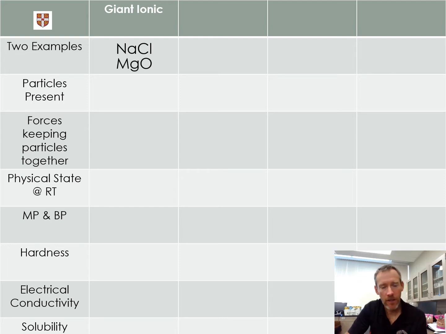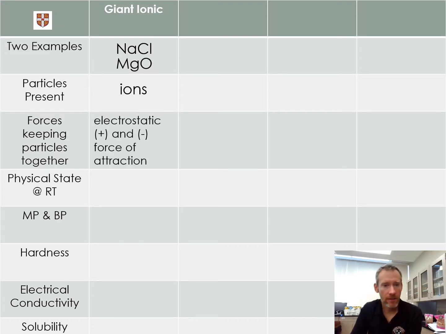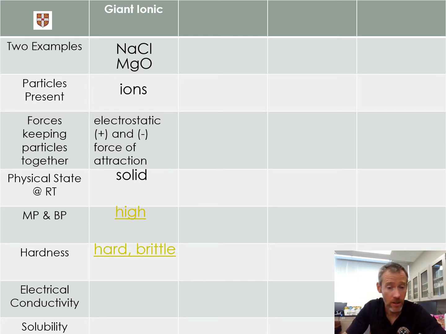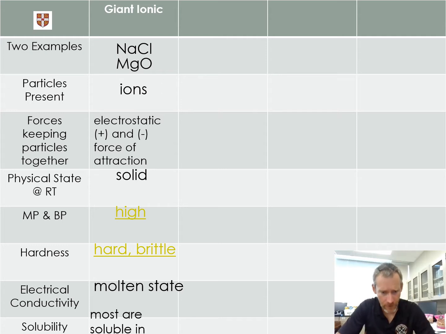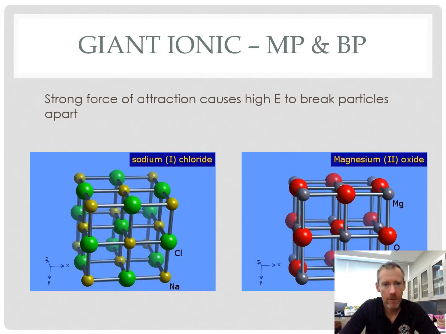So examples: sodium chloride, magnesium oxide, obviously ionic compounds. Particles inside are ions, positive and negative ions. What's holding them together is the electrostatic force, so we know that. They're solids at room temperature. They have a high melting and boiling point. They're very hard, but they also break, so you can shatter one with a hammer. They do conduct electricity, but only in the liquid, molten state at very high temperatures, and they are mostly soluble in water, so you can make solutions out of them. Giant ionic.